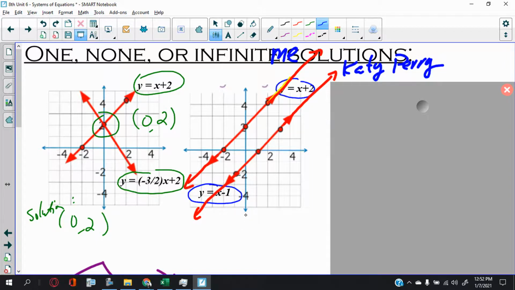Now, what does this mean, right? This means then that there is no solution. Why? Because they don't cross paths, right? There's no common point, right? There's nothing in common, right? Okay, that makes me even more sad now that I say that. All right. So no solution, right?